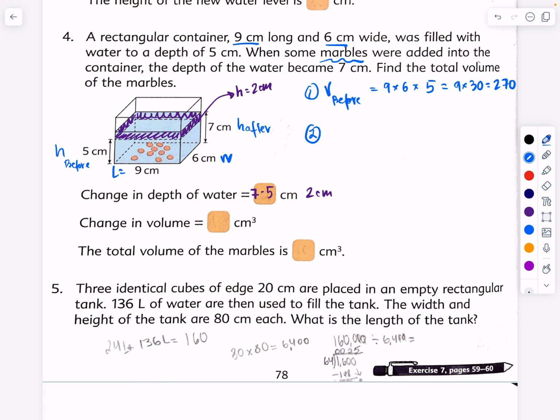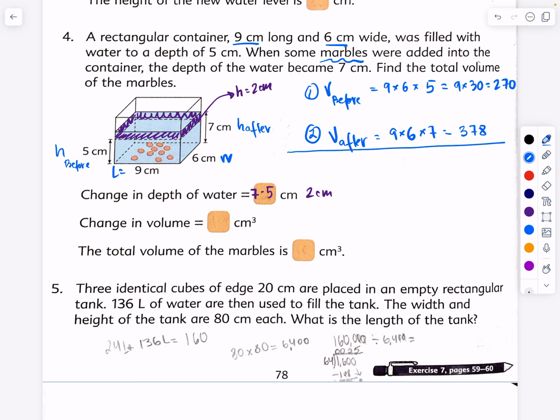Now, step 2, volume after the marbles were added is still 9 times 6, right? The fish tank didn't change, but now we multiply it times 7 because the new height is 7, right? Height after is 7. So 9 times 6 is 54, and times 7 is 378. So the volume before was 270. The volume after the marbles arrived is 378.